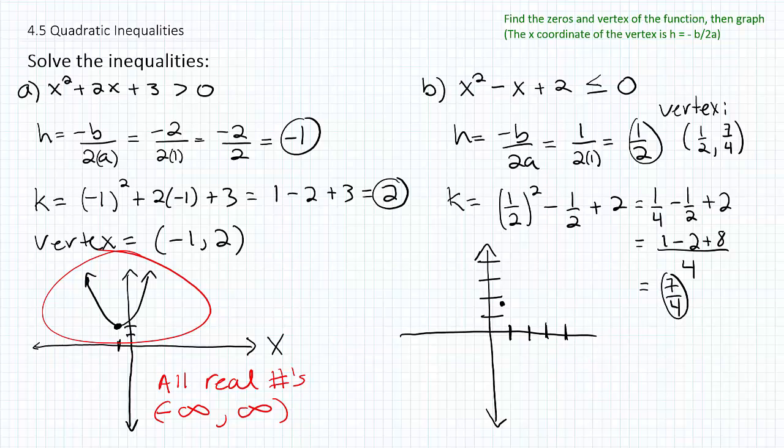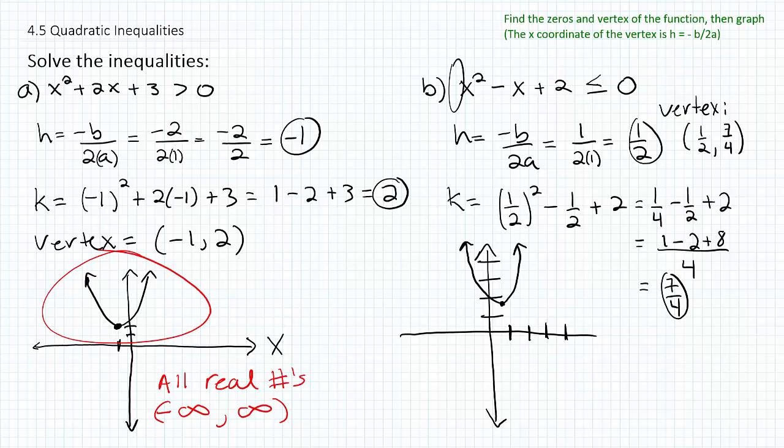Okay, from there, we have to think, does the parabola open up or does it open down? Well, we can see that because the leading coefficient of x squared here is 1, we're going to be opening up. And because it opens up, it means there are no zeros. Remember what a zero is. A zero is an x-intercept. It's where the graph crosses the x-axis. So it doesn't cross the x-axis here, so there are no zeros. So it's a waste of time to even look for zeros in this particular problem.